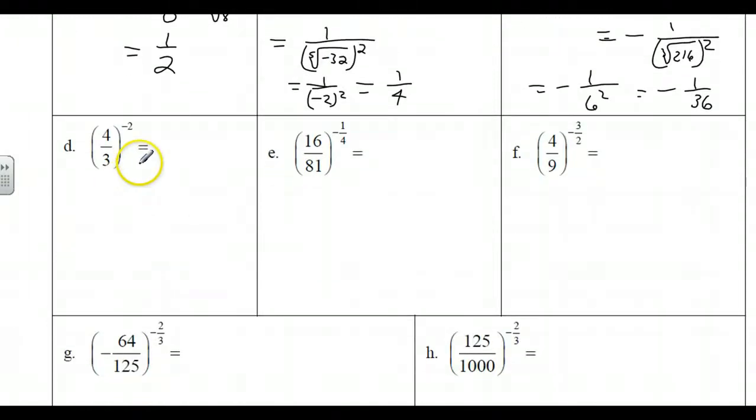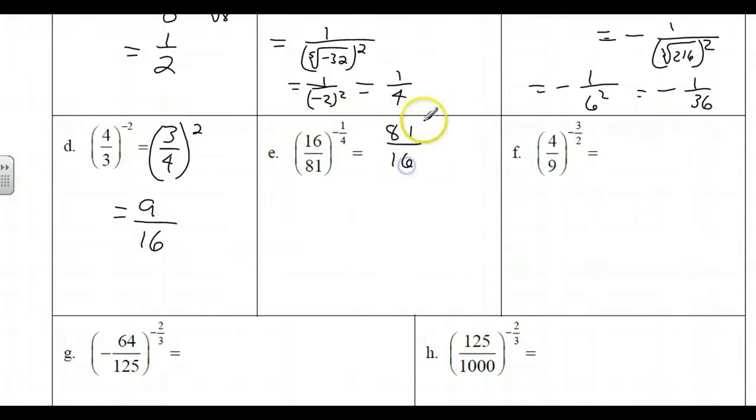Okay, 4/3 to the negative 2. Okay, so we have a fraction, we take the reciprocal. It becomes 3/4 squared, which will give us 9 over 16. 16 over 81 to the negative 1/4 becomes 81 over 16 to the positive 1/4, which is the 4th root of 81 over the 4th root of 16.